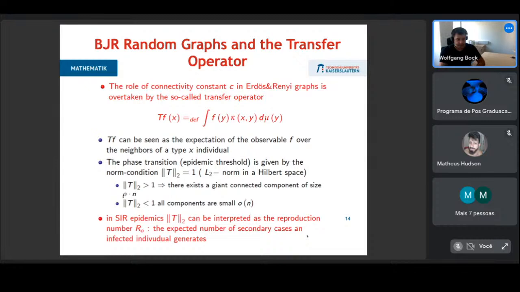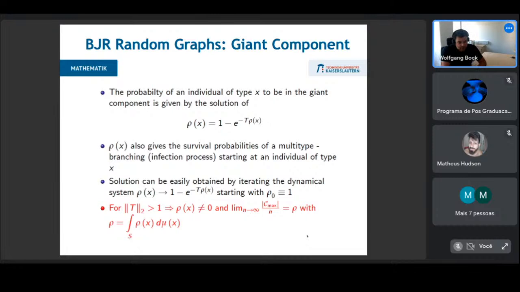Again, you can do the same as before. Before we had this rho, but now we have the transfer operator acting on rho, and we can still say that the probability of an individual to be in this giant component is given by the solution of this equation. Of course, you cannot solve this by hand anymore if the operator is a bit strange or more complicated. But asymptotically, you can usually say something. I don't want to go too much into this here. So you can have multi-type, multi-branching stuff. But this transfer operator you should have in mind, this is playing the role of R0, or rather the norm of it plays the role of the R0.